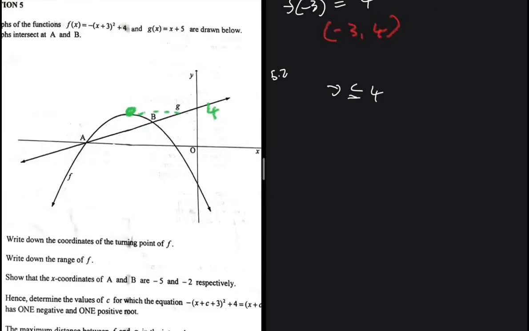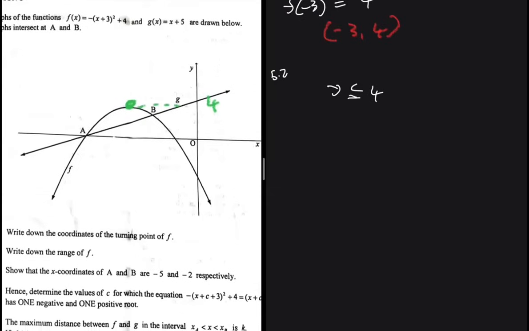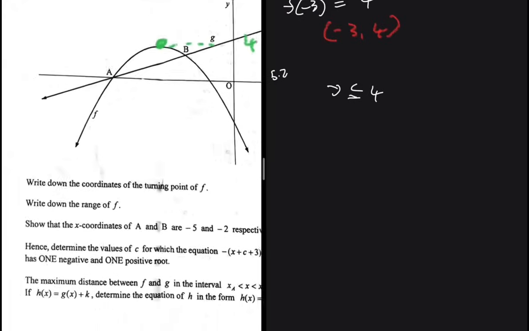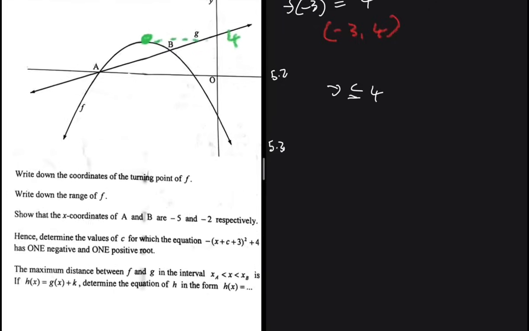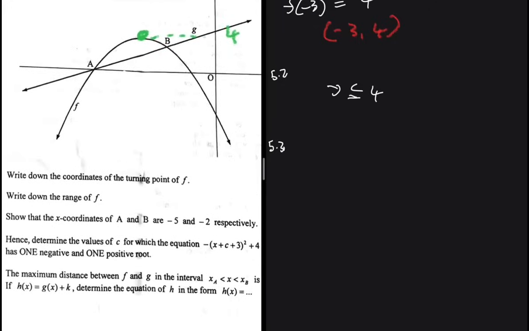For all the values of x, y is either 4 or less than that. All right, so that is the range of our function f. And then 5.3, this is where things start to get interesting. Show that the x coordinates of A and B are minus 5 and 2.